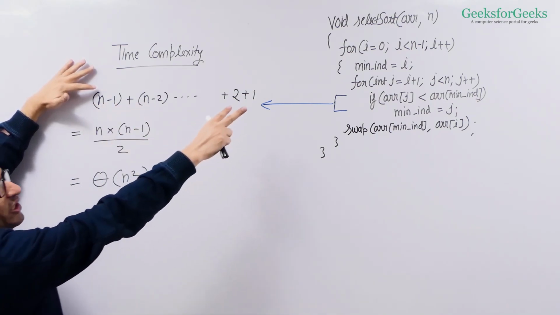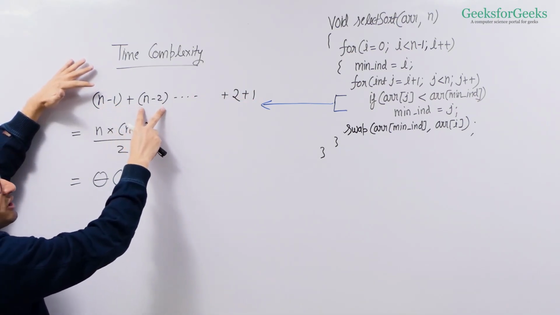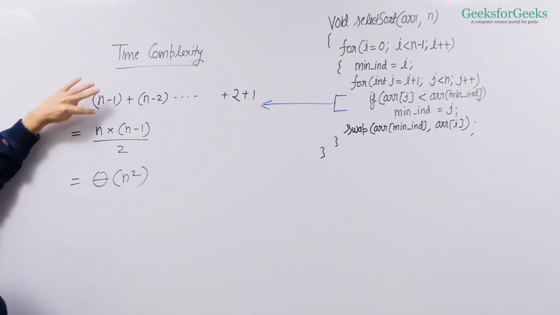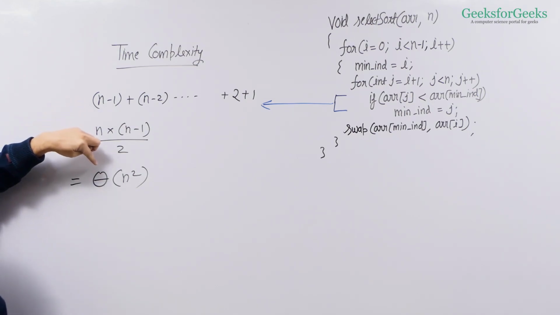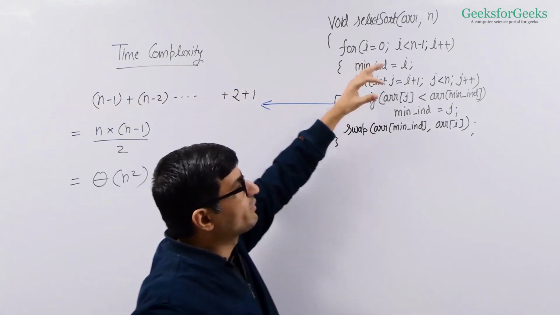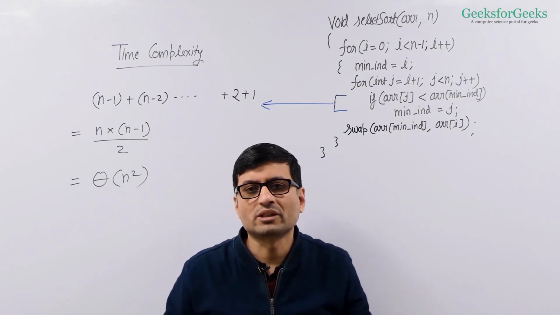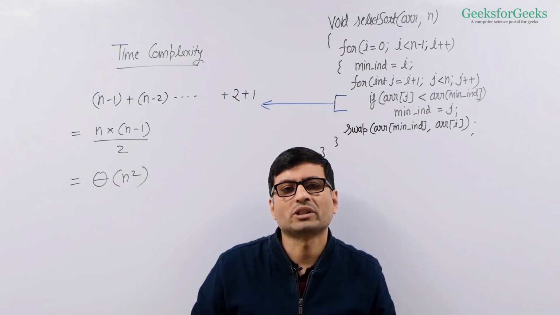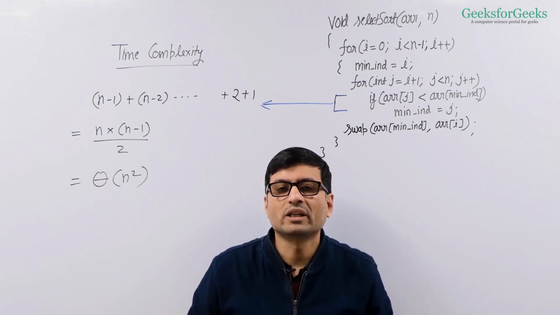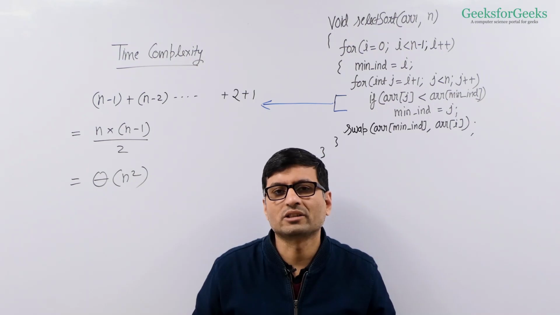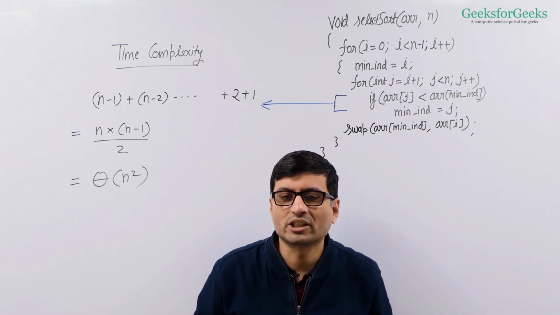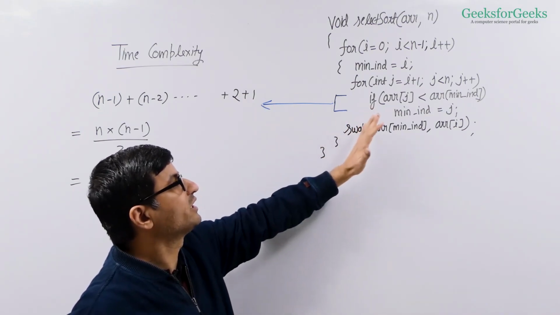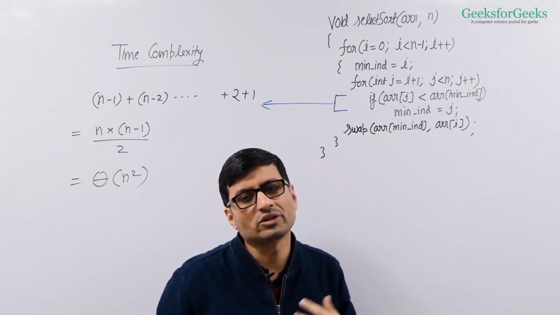In the first iteration of i, it's going to check n-1 times, then n-2 times, n-3, and so on, then 2 and then 1. If we sum this series, we get n times (n-1) by 2, which is theta n square. So this particular statement is executed theta n square times, and this is the most executing statement of this code. So that's why the time complexity of selection sort is theta n square. And in selection sort, there is no best case with time complexity less than n square. It always takes n square time. Even if you provide a sorted array, it's going to take n square. Even if you provide a reverse sorted array, it's still going to take n square.